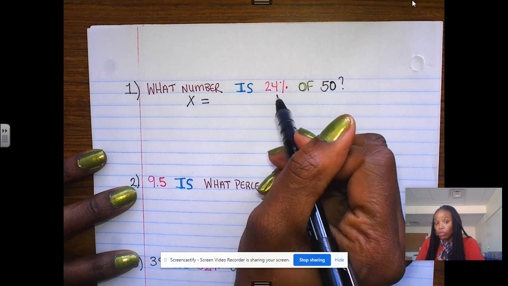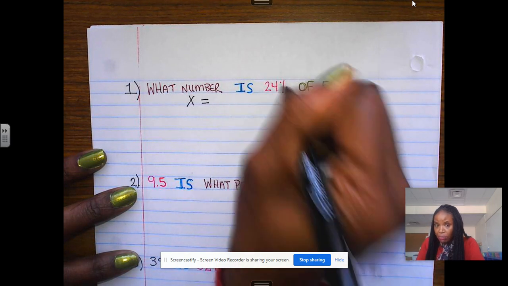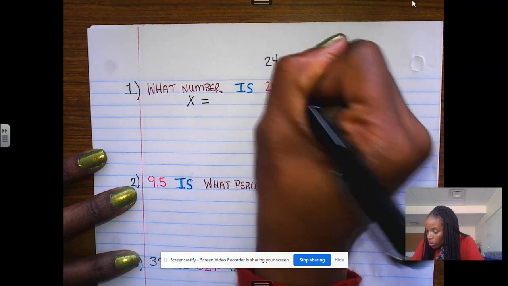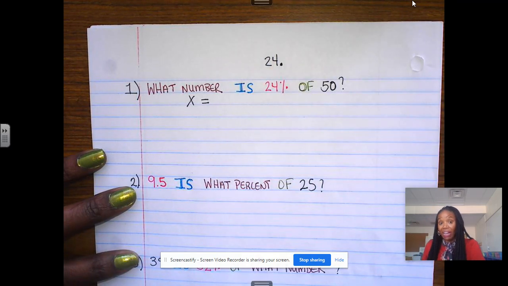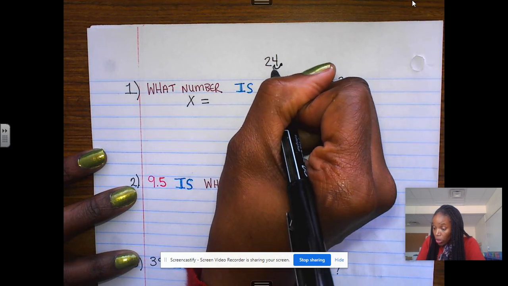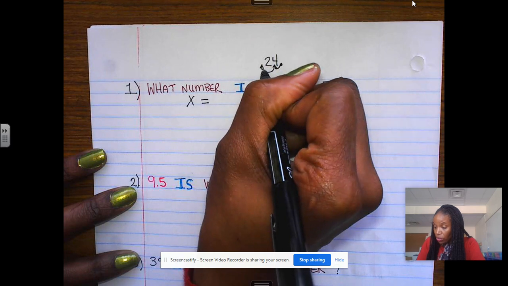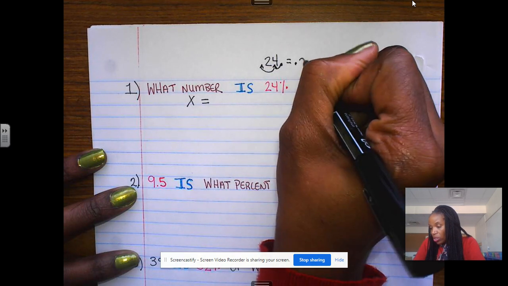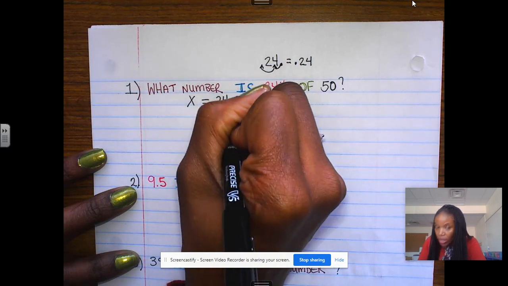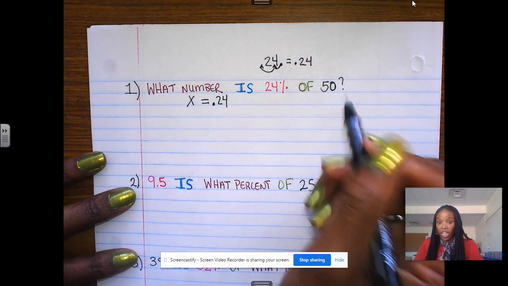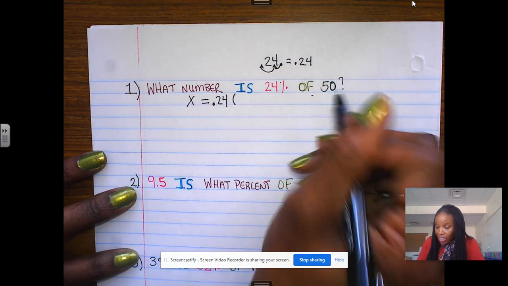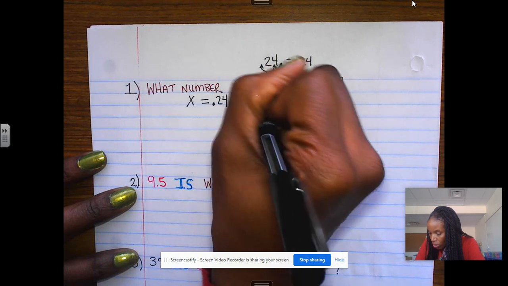I want to change this 24% into a decimal. When you don't see a decimal point, it's going to fall behind that number, and you're going to move it 2 places to the left. So in front of the 4, and then in front of the 2. Therefore, it's going to be 0.24. And so that's 24 hundredths. Okay, there you go. Then of is the beginning of your multiply, because of means multiply. You're going to put that 50 inside of here, and then you're going to close it out.